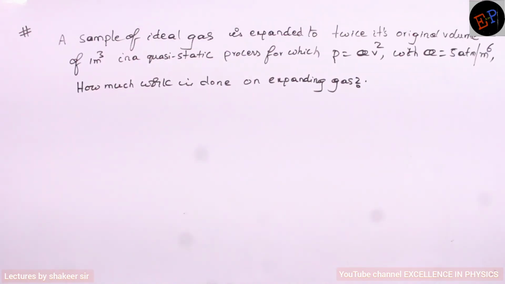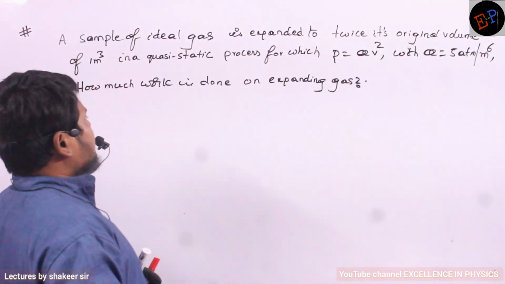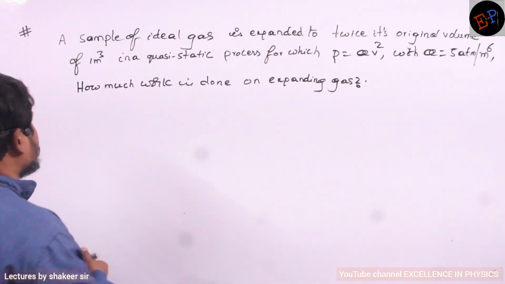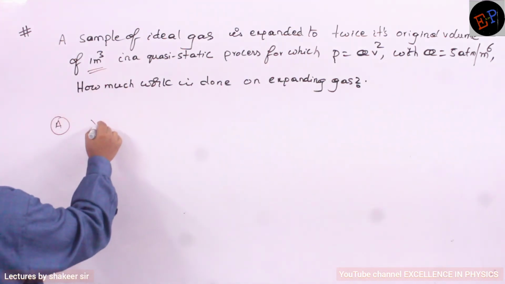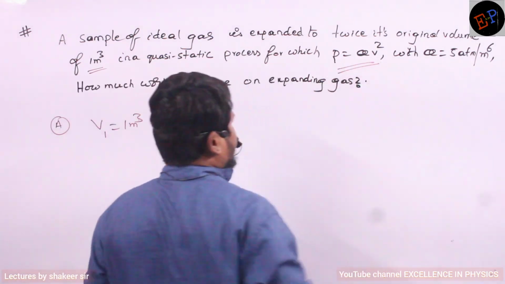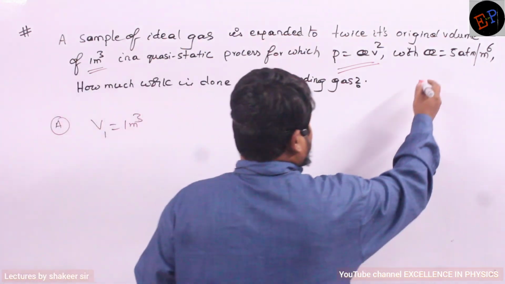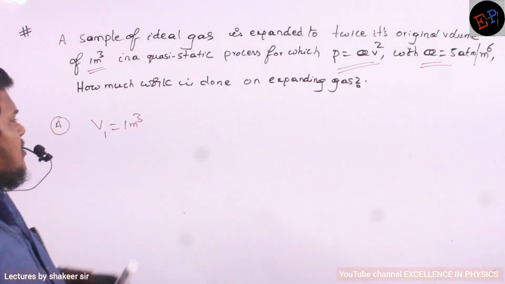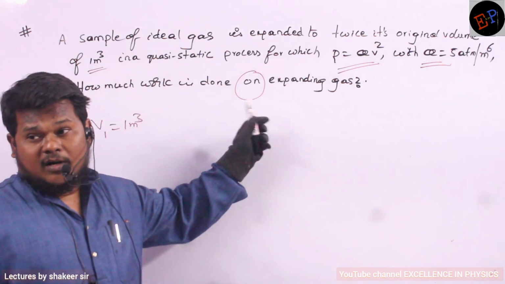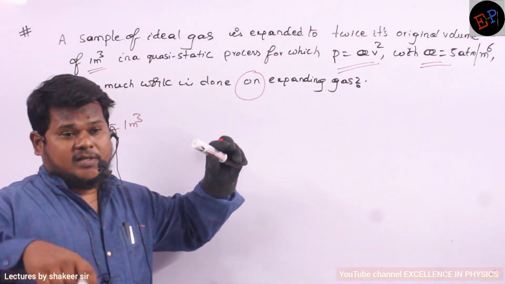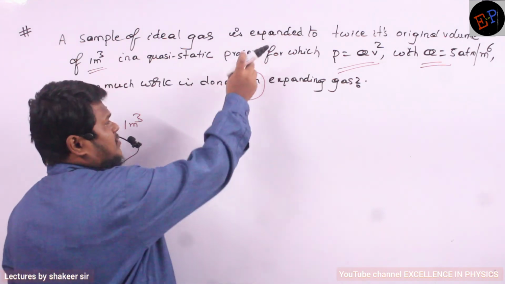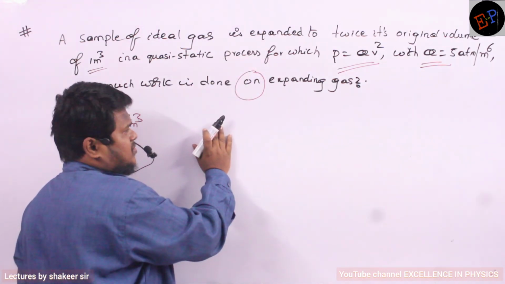Very simple. Okay. So see the next question. A sample of ideal gas is expanded to twice its original volume. So original volume was how much? It was 1 meter cube. So I can say V1 is equal to 1 meter cube. Clear? So this is the equation of pressure which is given. And alpha is any constant. That alpha value is also given. So what is the amount of work done on the gas? That is the question. So this is important. Clear, no? So how much work is done on the gas? He is not asking work done by the gas. We have to look very carefully. Clear, no? So the gas is expanded. Gas is expanded means work done by the gas is positive or negative? Positive. Work done on the gas?